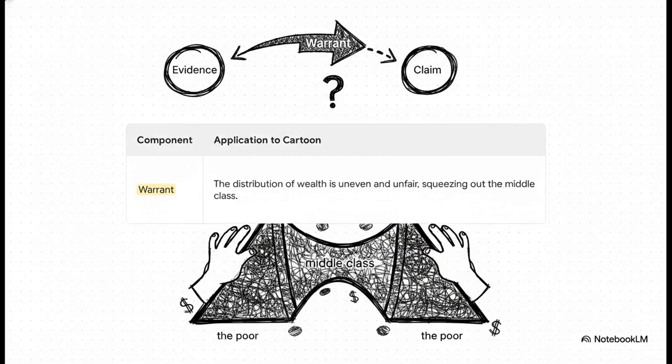All right, now we get to the warrant. And honestly, this can be the trickiest part because it's almost always unstated. It's the logical leap, right? It's the underlying assumption that connects the evidence to the claim. For this cartoon, the warrant is the belief that this massive concentration of wealth at the top isn't just an accident. It's fundamentally unfair and creates a system where the middle class just can't survive.